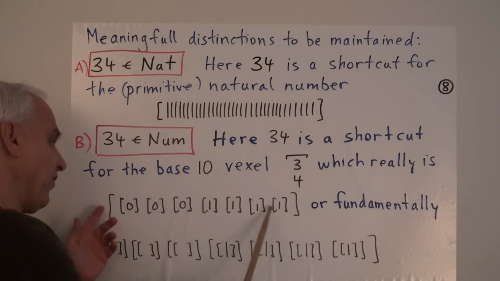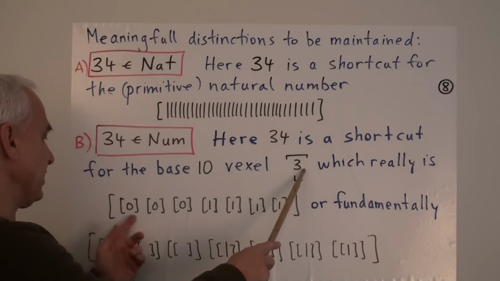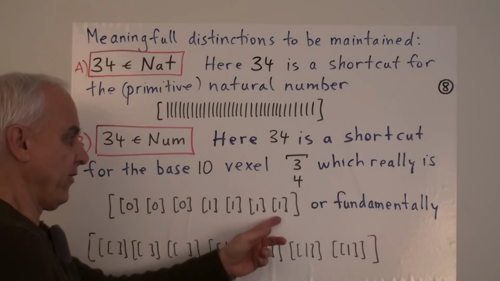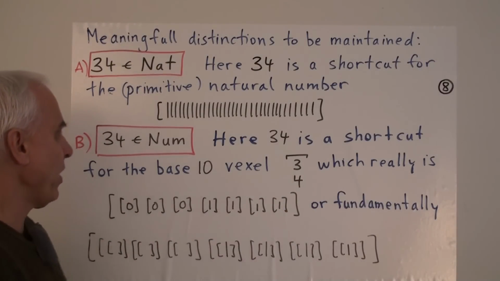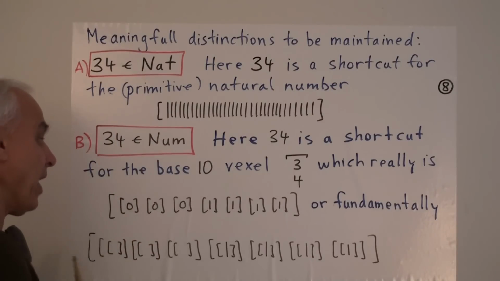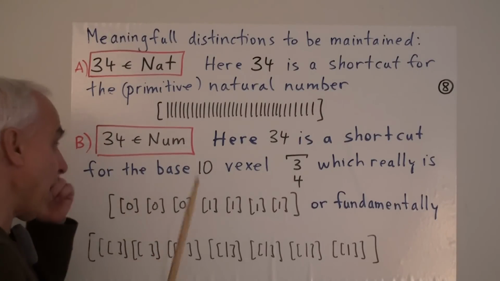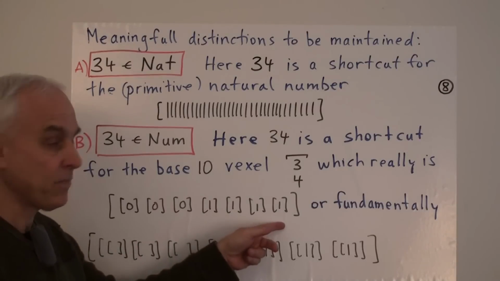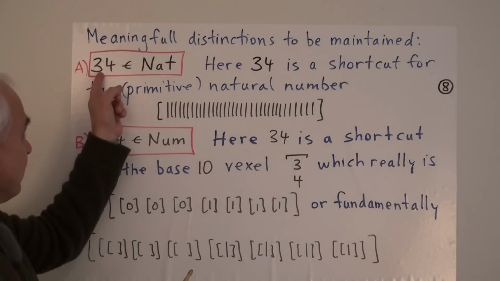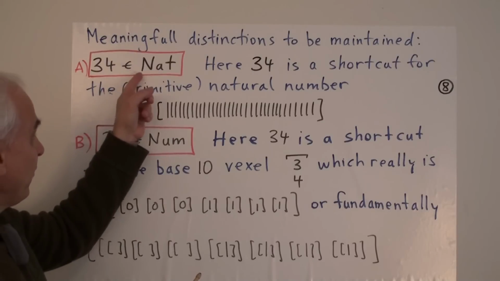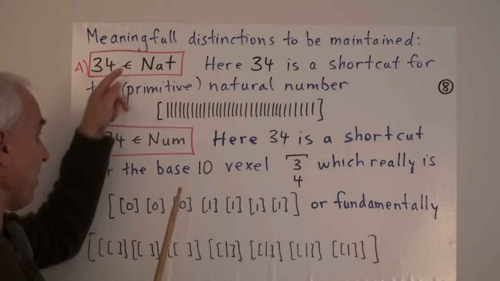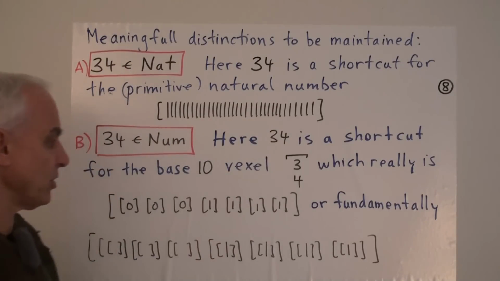Okay, so it's an M set of singletons with 3 zeros and 4 ones. So when we write 34 is of type num, we're really thinking in our minds that it represents this thing. When we write down 34 is in nat, we're thinking that it represents this thing. There's a big difference.